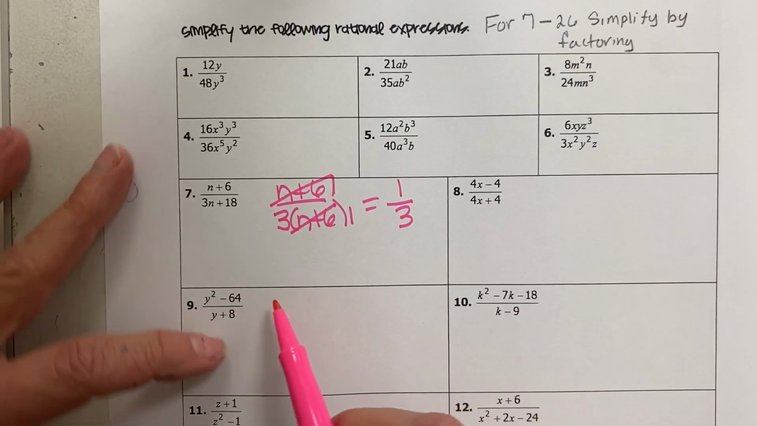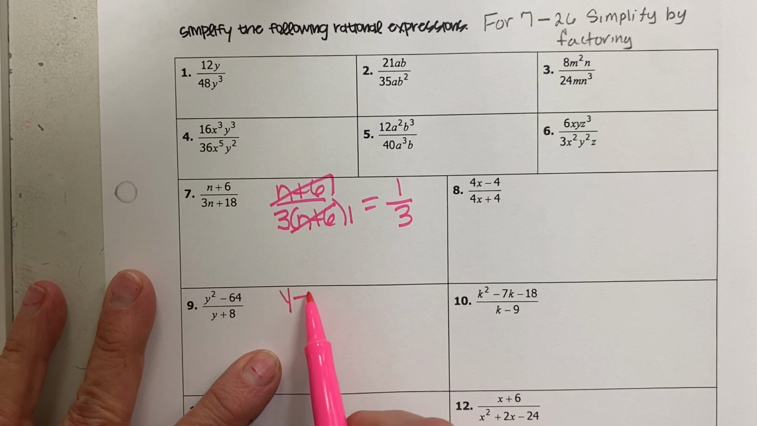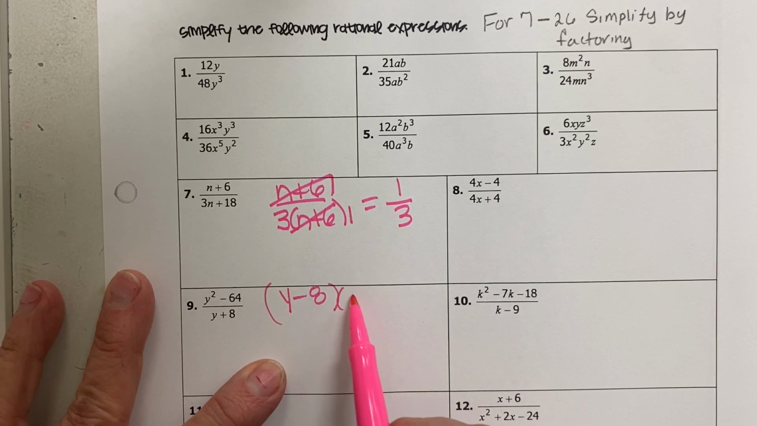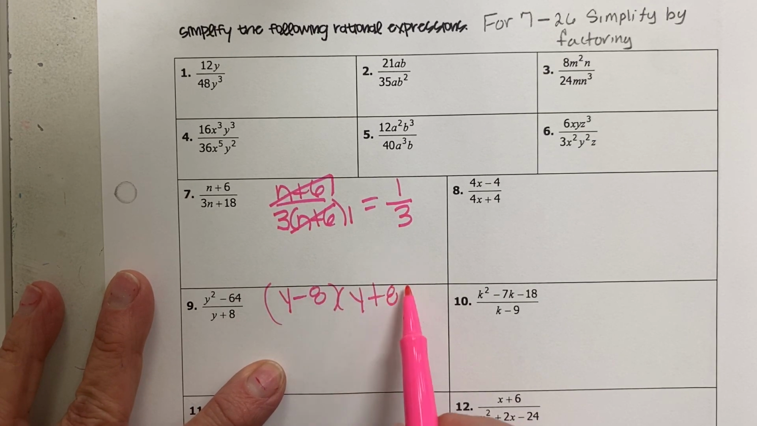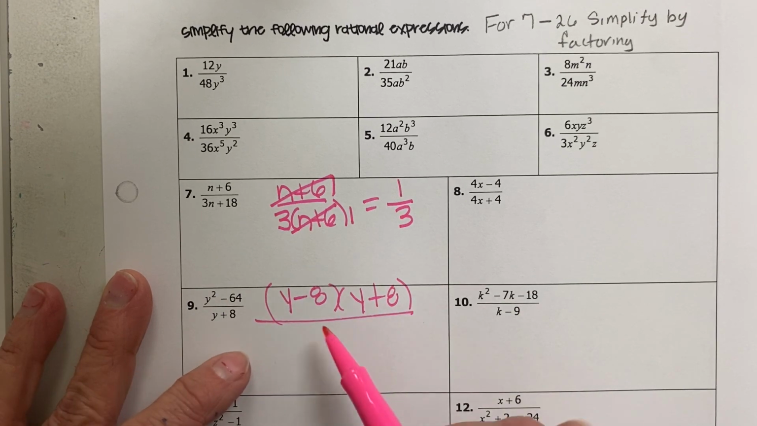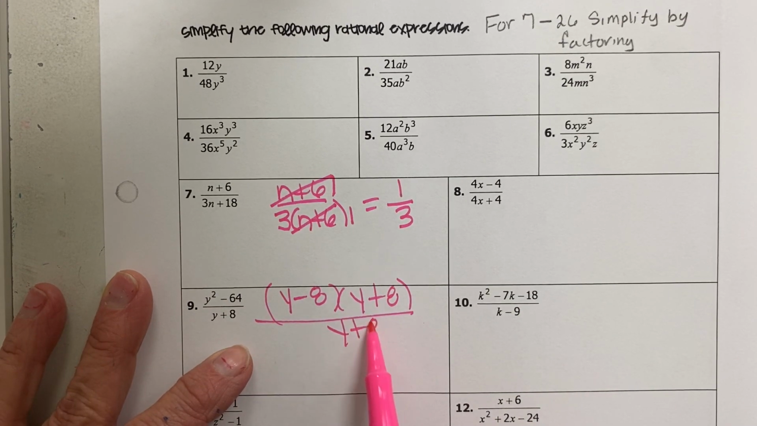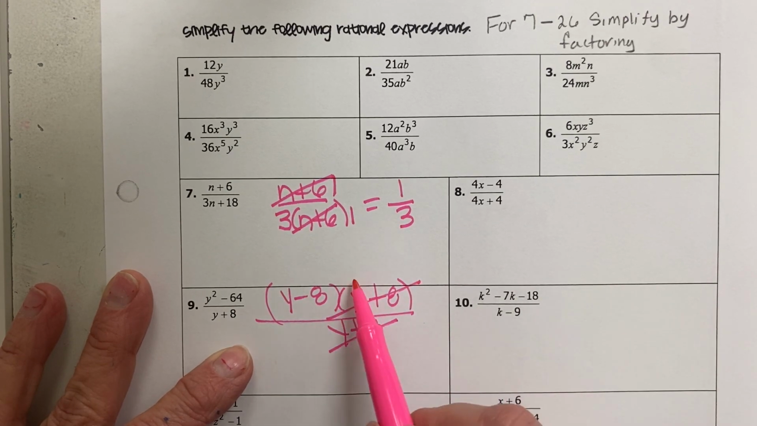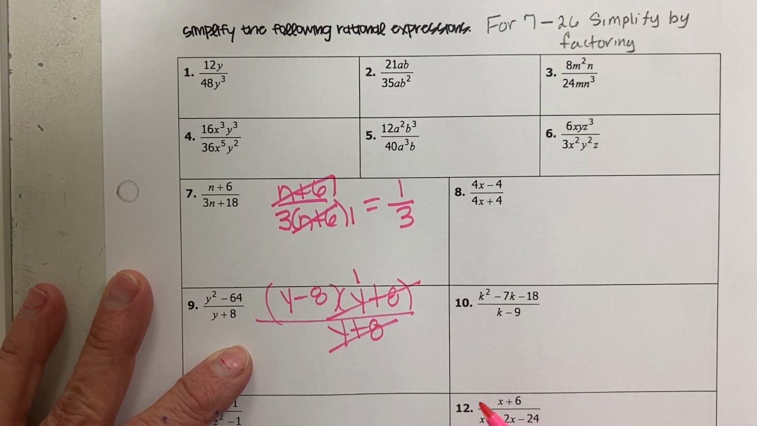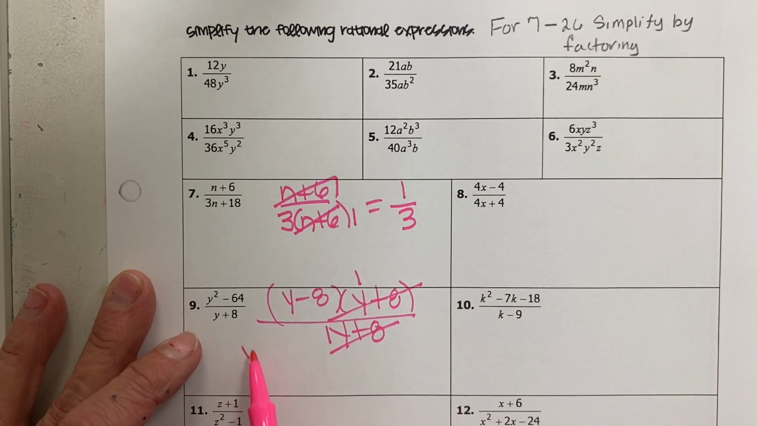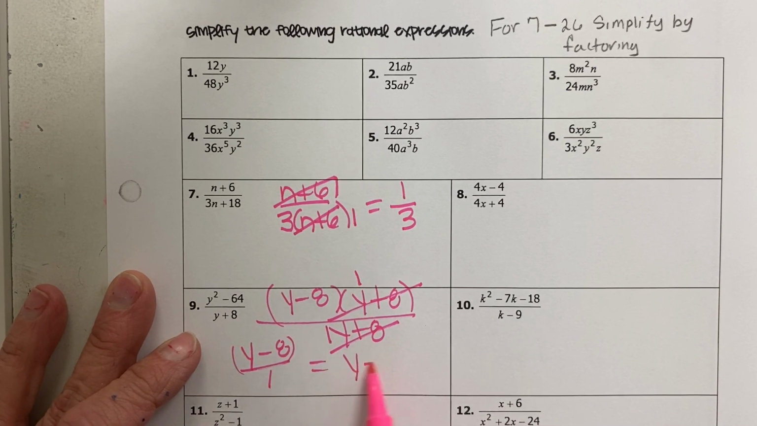I'll do number 9, and then you'll be on your own. This is the difference of two squares, and so I have a y minus 8, and this is going to be a y plus 8. Doesn't matter which order you put those in. And then I have a y plus 8 on the bottom. So they're an identity, and so when I'm left with a 1 here and a 1 there, I have y minus 8 all over 1, which is equal to y minus 8.